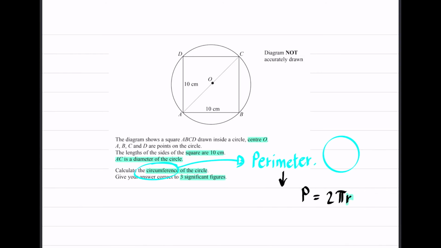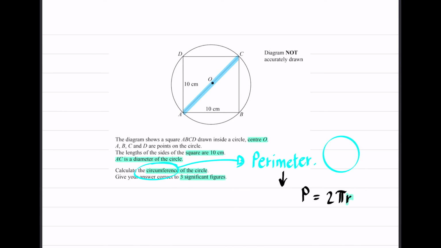Now in order to determine the r value, we are going to first determine this full diagonal or the full diameter, because then once we've determined the diameter, we can halve it to determine the radius, because the radius is half the diameter. So in order to calculate the circumference or the perimeter of the circle, we need to first calculate or determine the radius. In order to do that, we need to determine AC's length, because AC is the diameter, and then we can halve it.